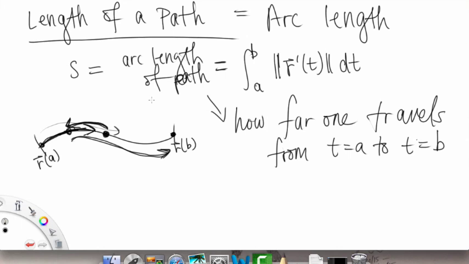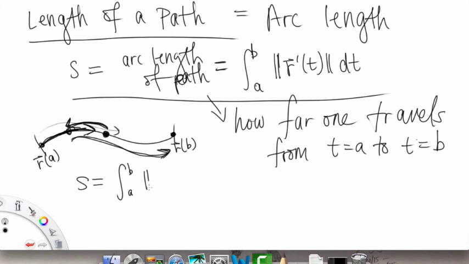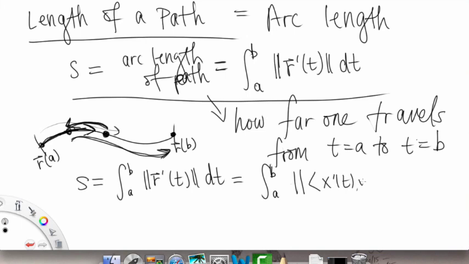All right. So I'll expand on this formula and break it down a little bit. S, our arc length of the path, is equal to the integral from a to b of the magnitude of r prime of t, dt. This is also equal to the following. If we look at it component-wise, then we have the integral from a to b of the magnitude of x prime of t, y prime of t, and z prime of t.